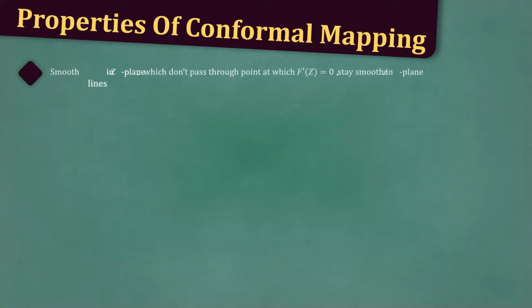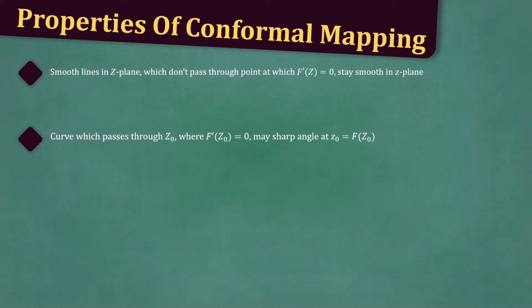A consequence of this result is that smooth lines in the capital Z plane, which do not pass through a point at which F' of Z is equal to 0, stay smooth in the lowercase z plane. However, a curve which passes through Z0, where capital F' of Z0 is equal to 0, may have a sharp angle at lowercase z0 equal to capital F of capital Z0.